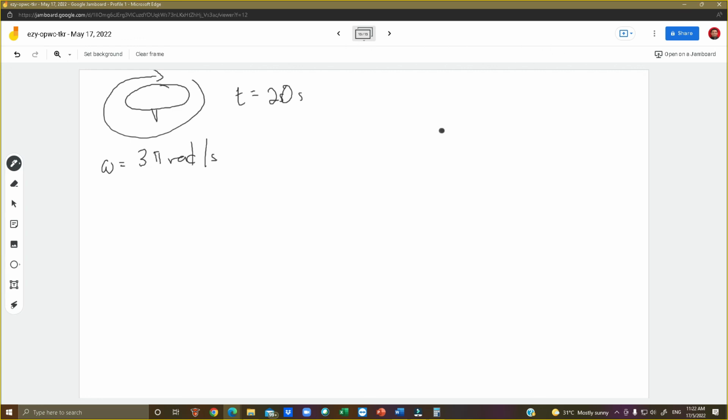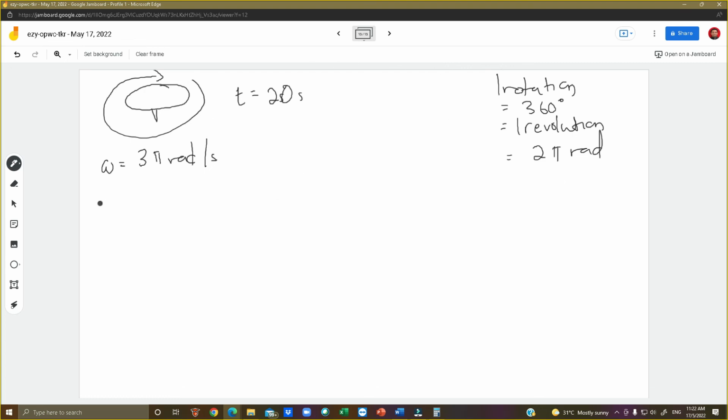Okay, saya bagi tips, saya bagi clue sikit. One full rotation is 360 degrees. It is also known as one revolution. 360 degree ni juga kita tahu dia ialah 2 pi radian. Tiga-tiga benda ni sama. Okay, now in 20 seconds, for a spin that's spinning at 3 pi radian per second, berapa banyak dia dapat pusing?